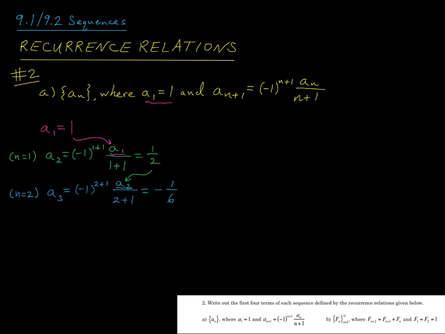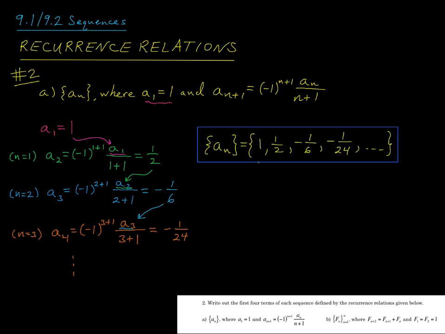Now I'm just going to keep doing that, right? So for a sub 3, if I plug in 2 for n into this recipe, I'll get a3 is equal to (-1)^(2+1), that's a negative 1, and then I'm going to get here a2 divided by 2+1. So plugging in 1/2 for a sub 2 and simplifying, I get that a sub 3 is equal to -1/6. And likewise for a4, this turns out to be -1/24. So the first four terms there are 1, 1/2, -1/6, -1/24, and so on and so forth. These are the first four terms for part A.